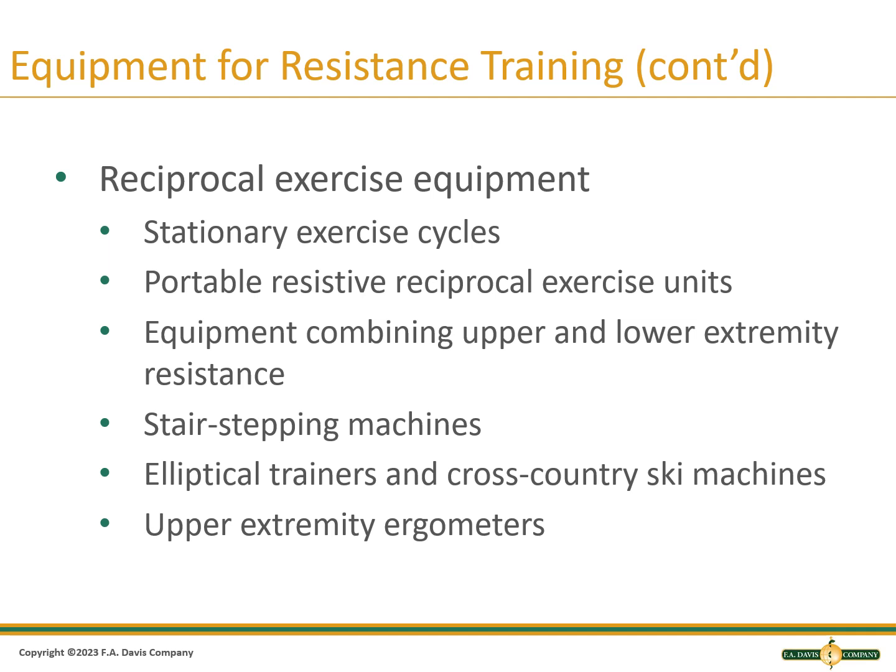Portable resistive reciprocal exercise units, equipment combining upper and lower extremity resistance, stair-stepping machines, elliptical trainers and cross-country ski machines, upper extremity ergometers. We do have a UBE in the modality closet, so if we want to check that out to understand what reciprocal movement looks like, we can do that during lab.